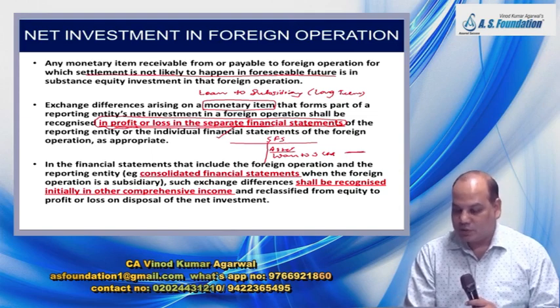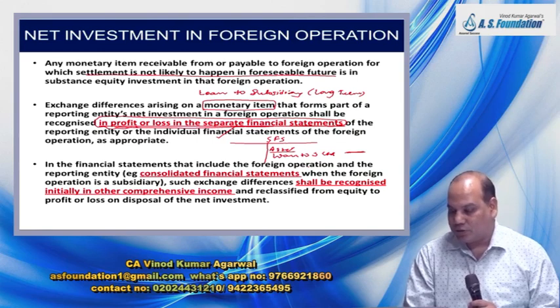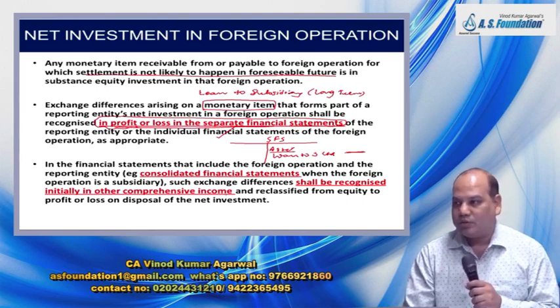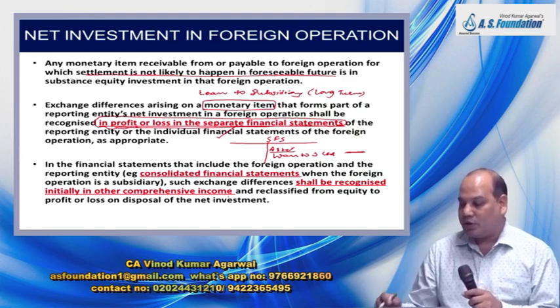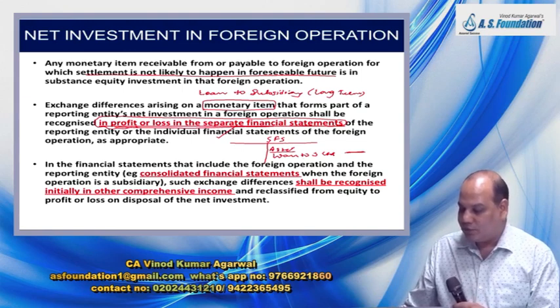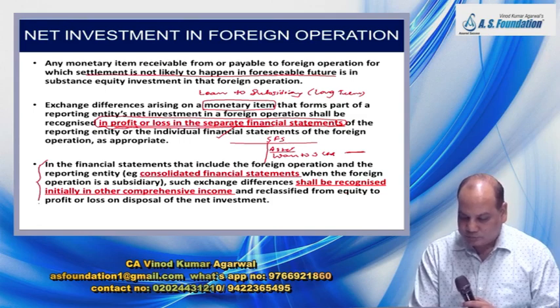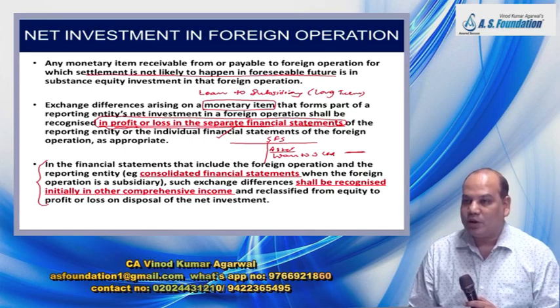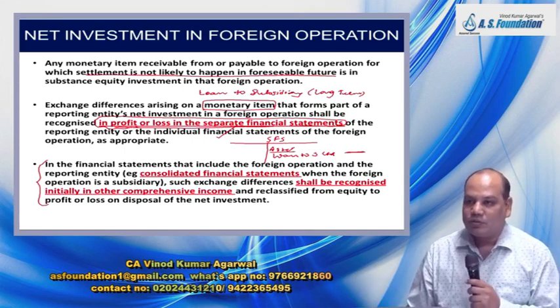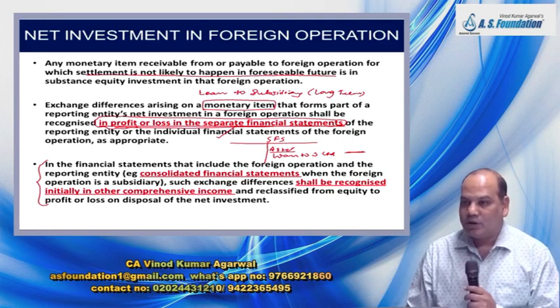But when you are preparing CFS, now see the note, the technical way of writing, taken as it is from the standard without editing. In the financial statement that includes the foreign operation and the reporting entity. Which financials include foreign operation and reporting entity? CFS. For example, in CFS, when the foreign operation is a subsidiary, such exchange difference shall be recognized in OCI and reclassified from equity to profit or loss on disposal of the net investment. This paragraph we have already seen earlier also. Exchange difference relating to net investment in foreign operation in CFS will be recognized in OCI. In SFS, in the P&L account.